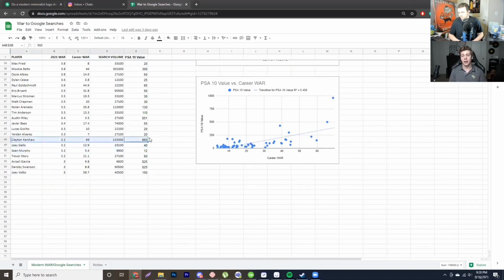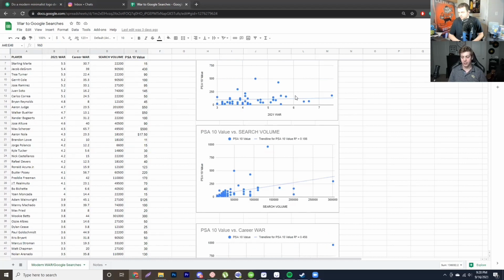Clayton Kershaw got hurt during the season. So if he wasn't hurt, he would be a lot farther right with the WAR. Obviously, he's one of your top 10 pitchers in baseball right now, even later in his career, and has won multiple Cy Young Awards for the Dodgers. So he really has a lot going for him.